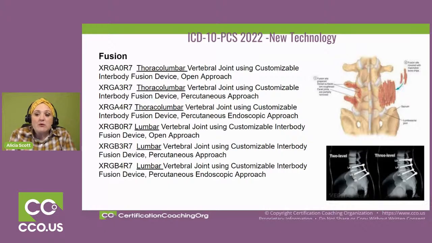So now we're moving on, new technology, and we're looking at fusions. So the different areas are thoracolumbar and lumbar. So again, know the divisions of the spinal column.